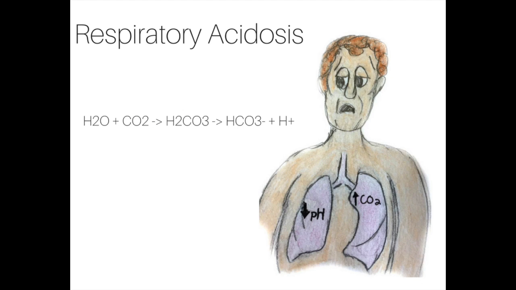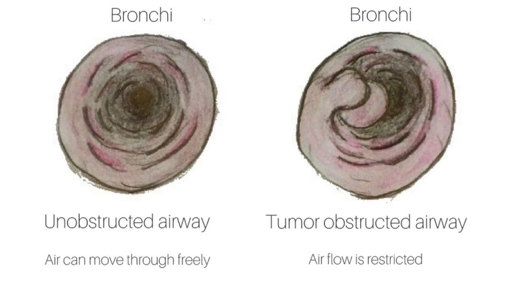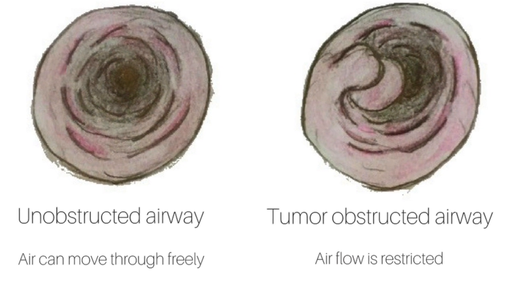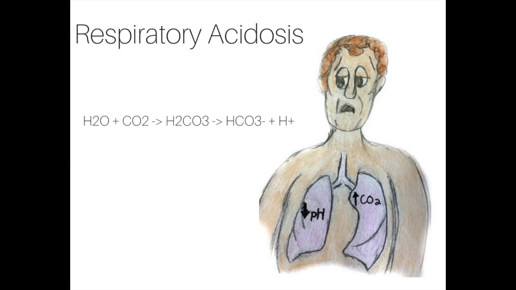Respiratory acidosis can occur as a result from an airway obstruction. In lung cancer, if a large tumor is present in a central bronchi, it can severely obstruct the airway, possibly causing respiratory acidosis. In this case, respiratory acidosis would occur from carbon dioxide being unable to effectively leave the lungs, causing a buildup of carbon dioxide.